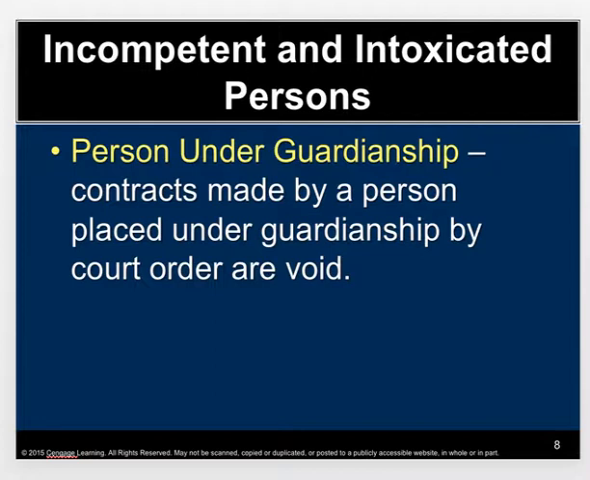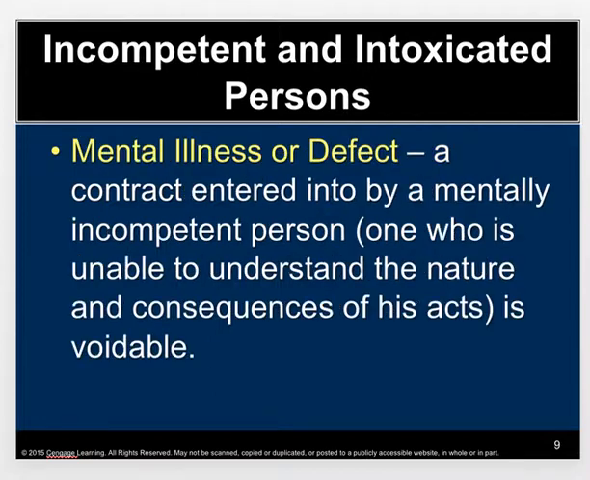So any contract that you enter into with a person that is under guardianship is going to be void, meaning you never had a contract to begin with, which really kind of makes sense, right? Because if the person is so incompetent that a guardian needs to be appointed to make decisions for them, because they're not well enough mentally to understand and make their own decisions, then how can they enter into a contract? They can't. So that's almost a pretty obvious one there.